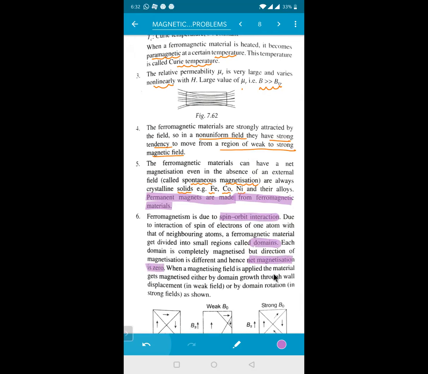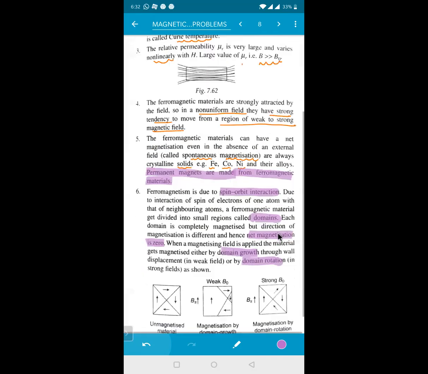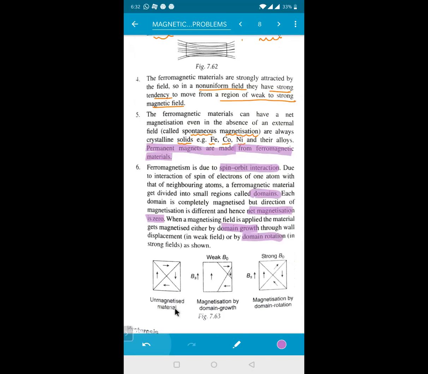When a magnetizing field is applied, the material gets magnetized either by domain growth through wall displacement in a magnetic field, or by domain rotation. It may be due to the rotation, or it may be due to the growth of the domains. Like see here, I have drawn the diagram. In an unmagnetized material, there will be domains like this, randomly.